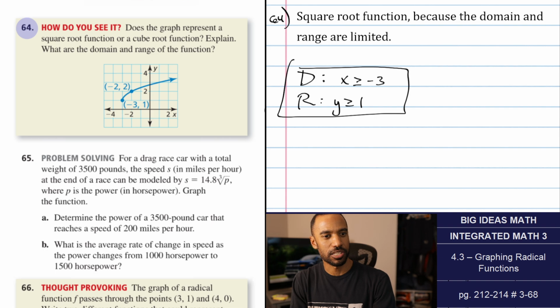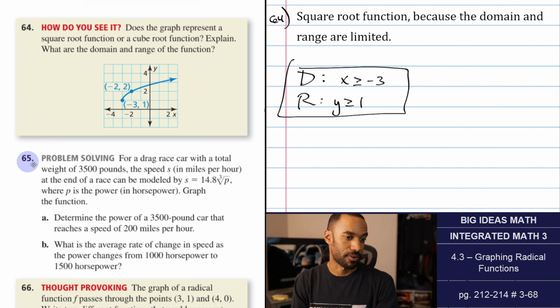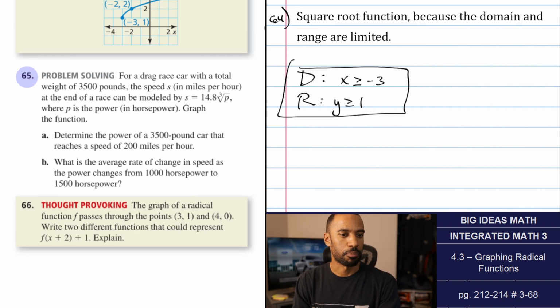I like how do you see it. They tend to be shorter. Sometimes they don't even ask you to explain. Number 65 on problem solving.